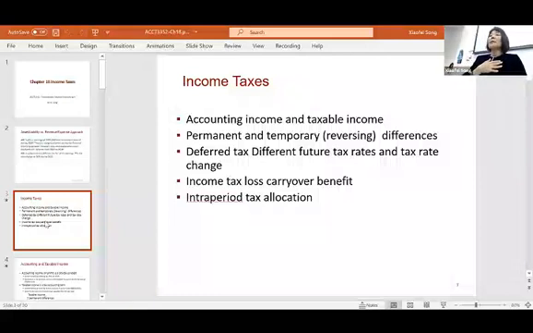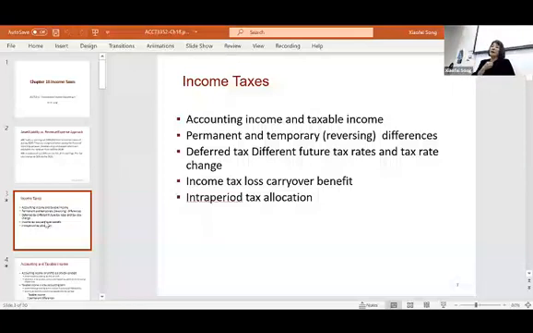So first we talk about the two incomes, accounting income versus taxable income, and what they mean, what they're for, and what the connections are. Second, we talk about the two types of differences between accounting income and taxable income, permanent and temporary differences. And then the third part would be the accounting for income tax, given there are differences.